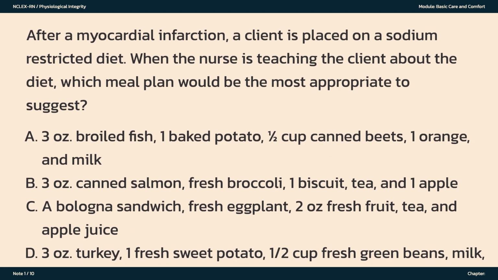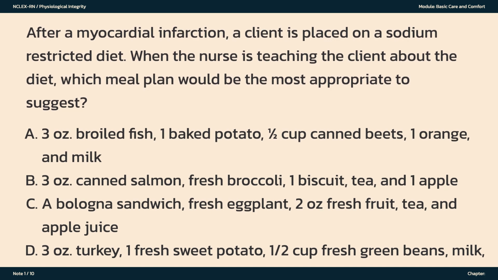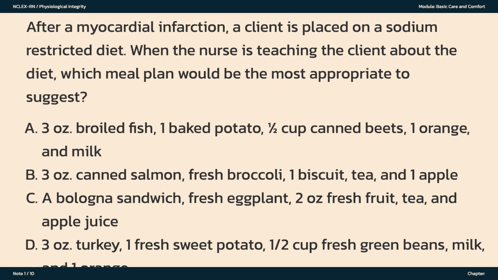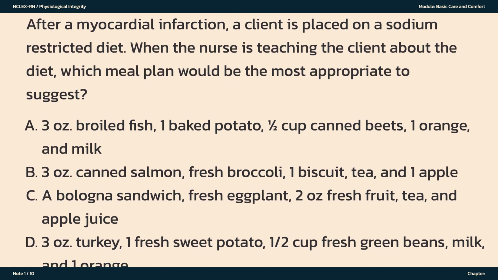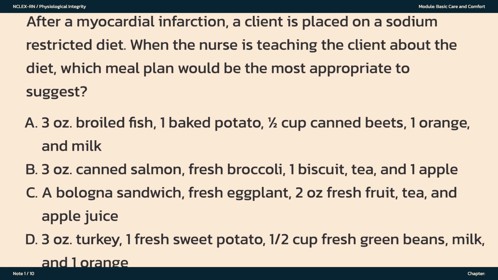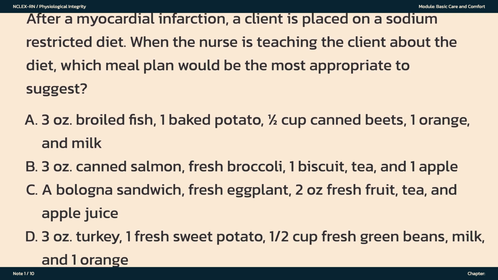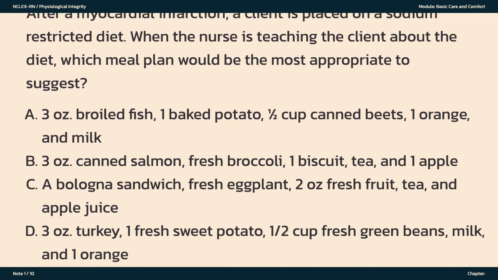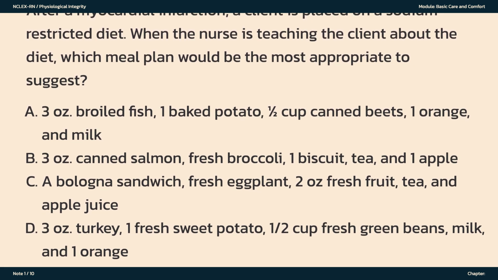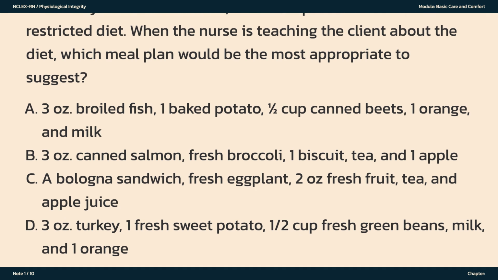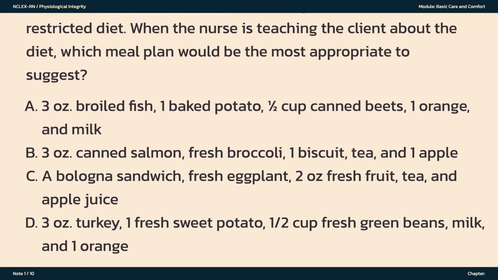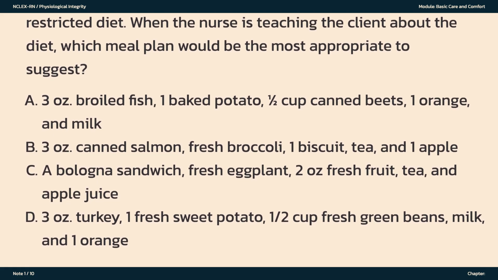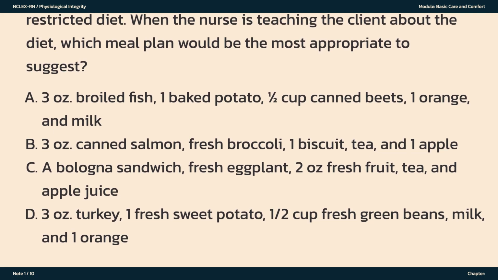After a myocardial infarction, a client is placed on a sodium-restricted diet. When the nurse is teaching the client about the diet, which meal plan would be the most appropriate to suggest? A. 3 ounces broiled fish, 1 baked potato, ½ cup canned beets, 1 orange, and milk. B. 3 ounces canned salmon, fresh broccoli, 1 biscuit, tea, and 1 apple. C. A bologna sandwich, fresh eggplant, 2 ounces fresh fruit, tea, and apple juice. D. 3 ounces turkey, 1 fresh sweet potato, ½ cup fresh green beans, milk, and 1 orange.